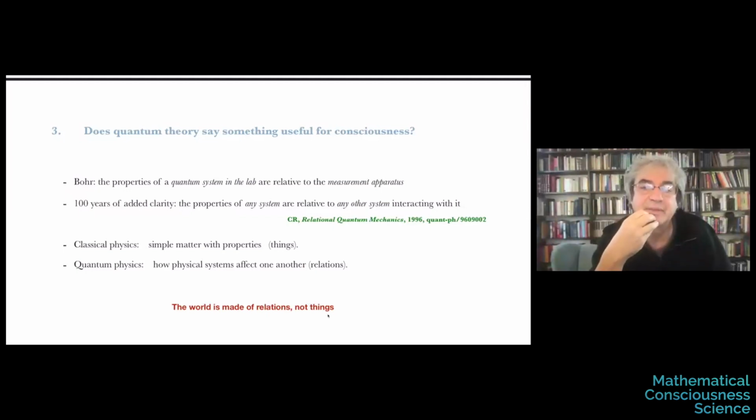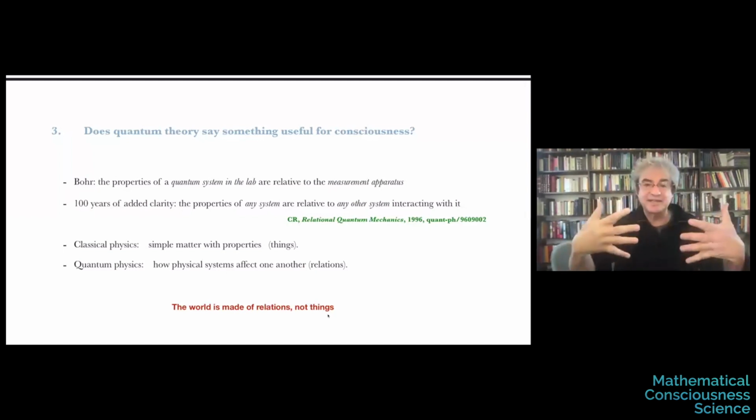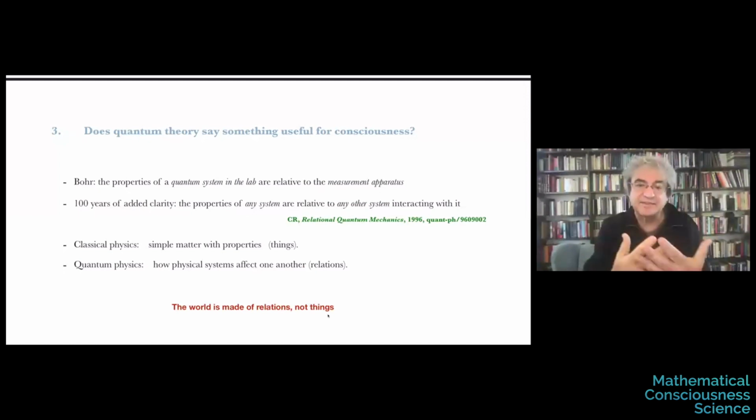And that's particularly explicit in the relational interpretation of quantum mechanics, but as I said, it's implicit in other interpretations as well. Which means that in classical physics, we have this idea that physics is about matter, which is big chunks of stuff which have properties. But that's not physics in the 21st century. Physics is how systems affect one another. So the physical description of the world is a description of relations, not of things.